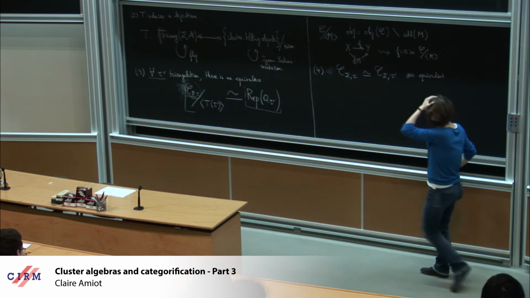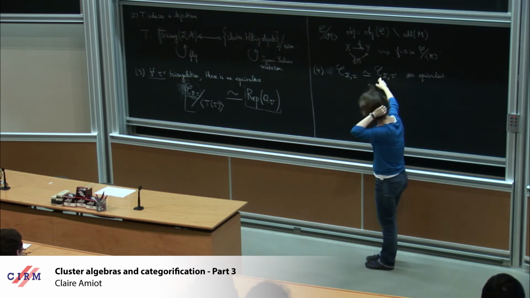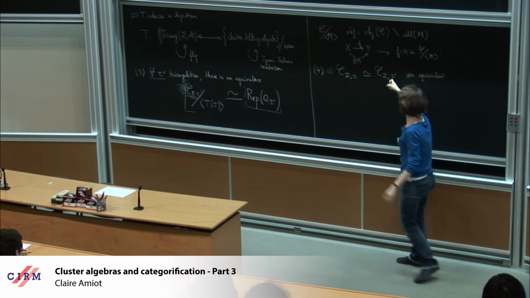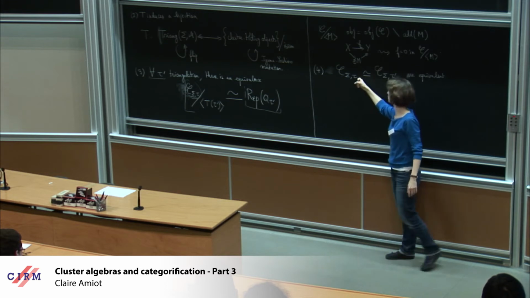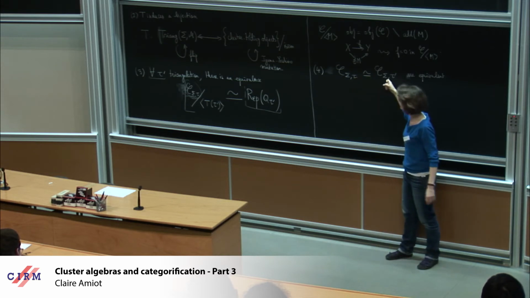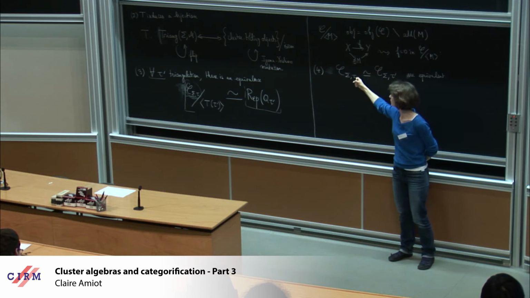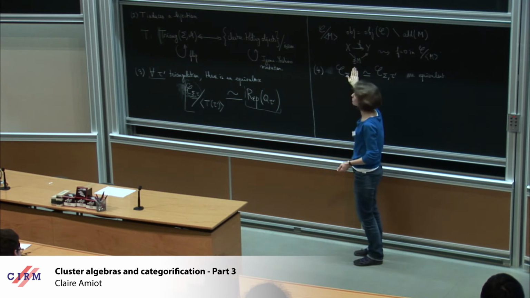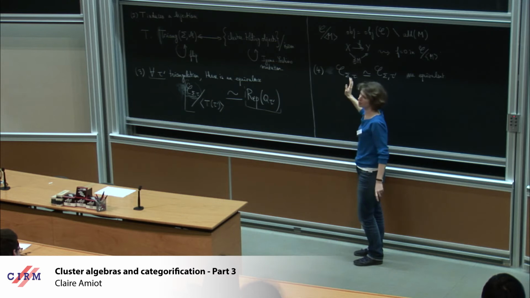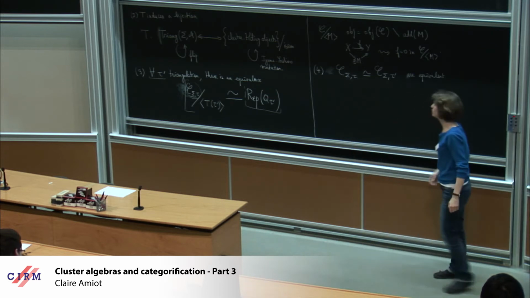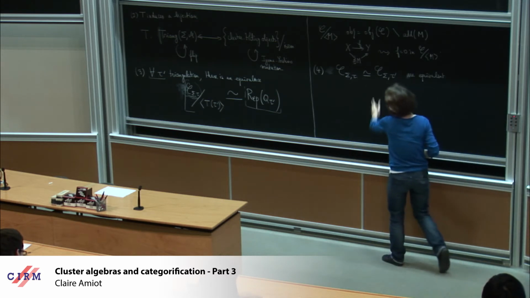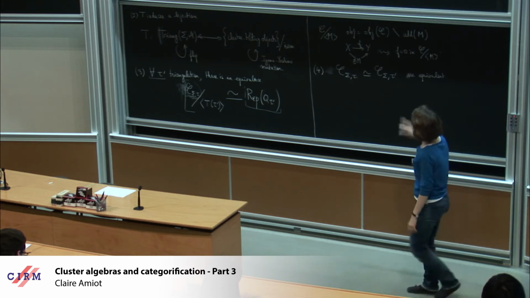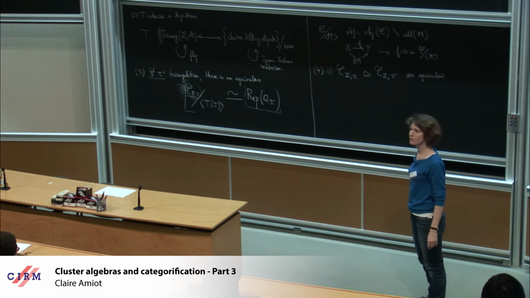This is an equivalence of triangulated categories. The problem here is that you have many different equivalences, so there is not one canonical one. You cannot just remove this and say, I have one cluster category which just depends on the surface. It's not that easy, but still you have this, which is nice. Okay, so this was a big result.